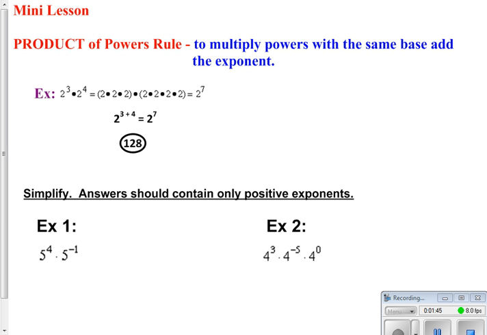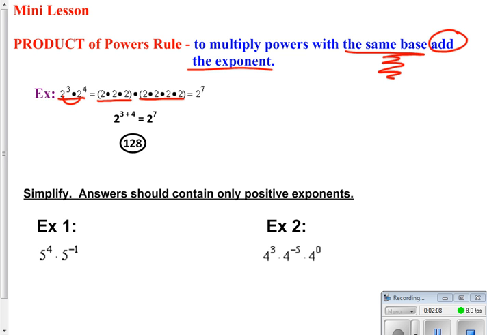Example, product of powers. It gives you a quick little rundown here, but in order to multiply powers, it has to have the same base. That's big. Same base. When you have the same base, you go ahead and add the exponents when you multiply. Quick example here. We have 2 to the third times 2 to the fourth. 2 and 2 is our base number. 2 to the third is written as that. 2 to the fourth is written like that.